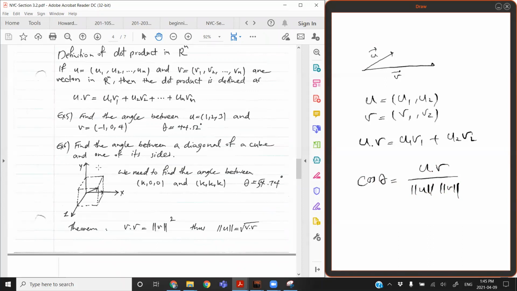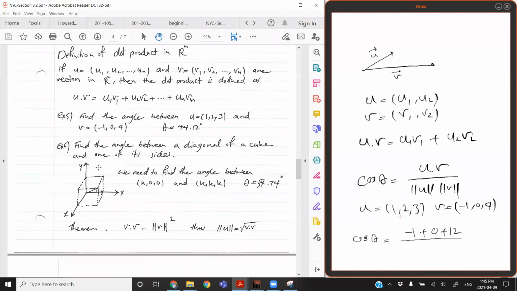So if I have the vectors u = (1, 2, 3) and v = (-1, 0, 4), then cos theta, the cosine of the angle between u and v, is going to be the dot product, which is, let's see, negative 1 times 1, negative 1, plus 2 times 0 is 0, plus 3 times 4 is 12.